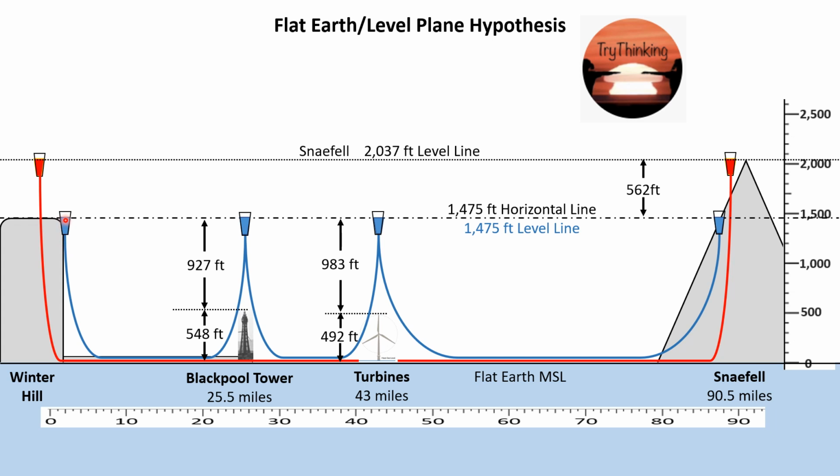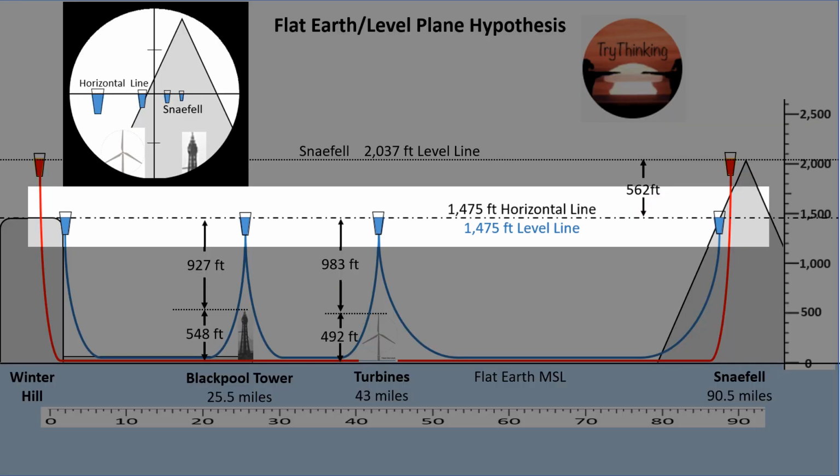Therefore, if I had a series of interconnected water levels at this elevation, the water level would be above Blackpool Tower, it would be above the turbine, and it would be at the 1,475 foot level of Snaefell. Now, if I had a water level at the top of Snaefell and was able to string it all the way back so it was above Winter Hill, it would be 562 feet higher.